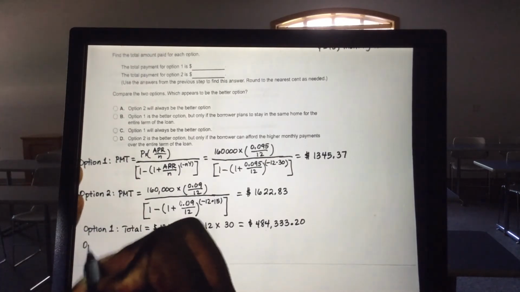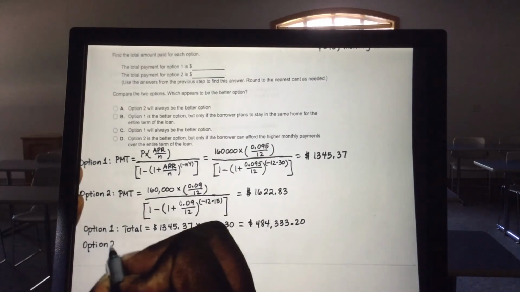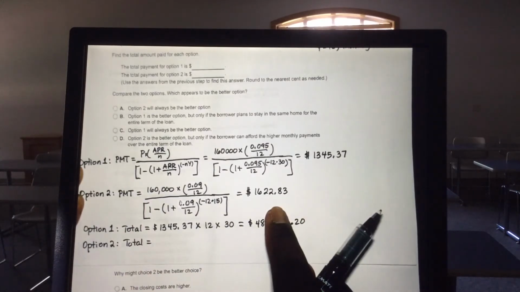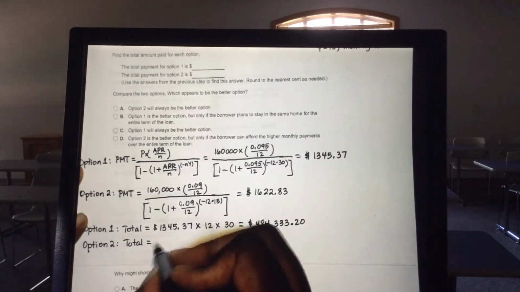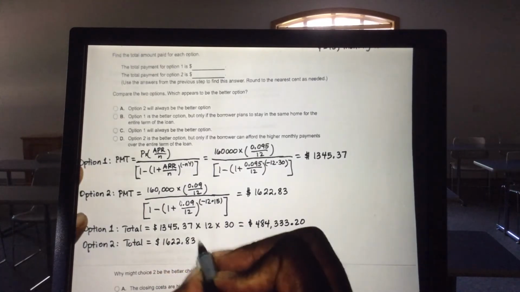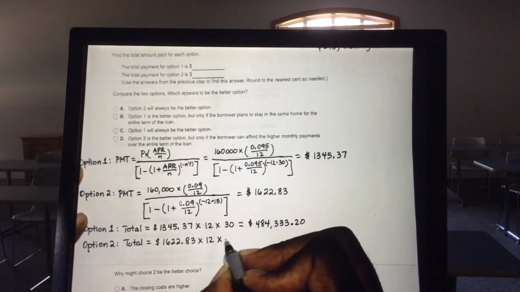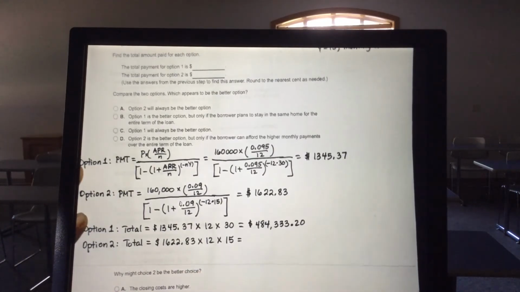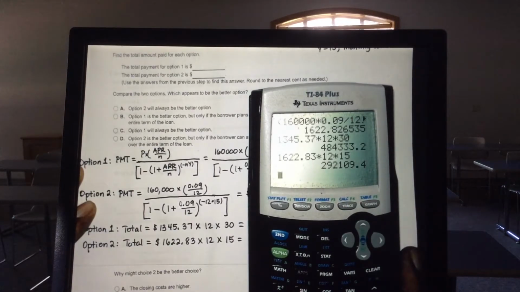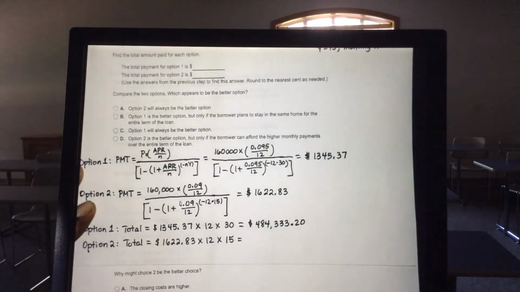Now for option 2. In option 2, the monthly payment will be $1,622.83 per month for 12 months in a year for 15 years. And option 2 is a 15-year loan. So 1622.83 times 12 times 15. That'd be $292,109.40.